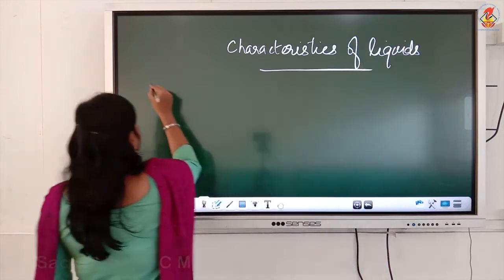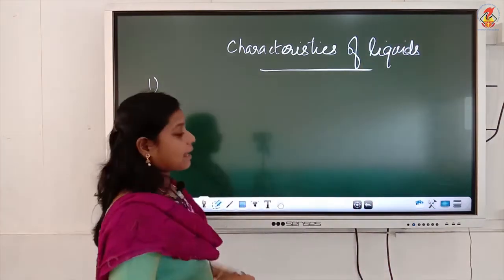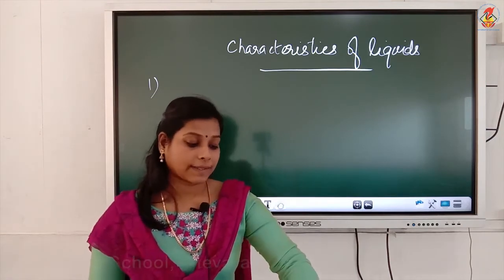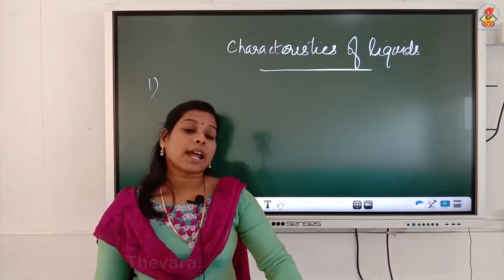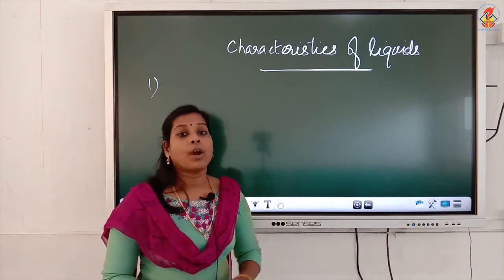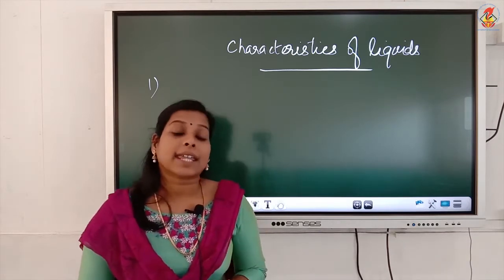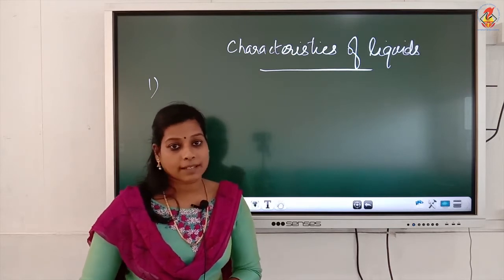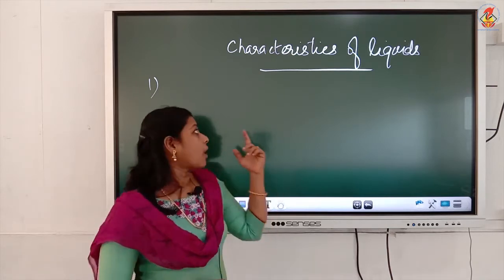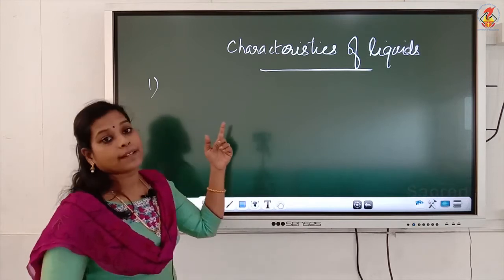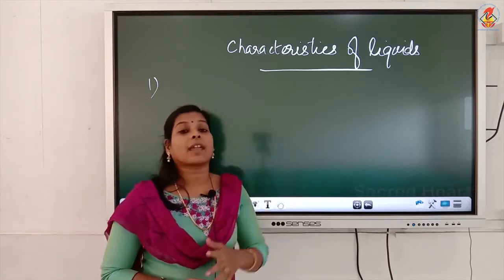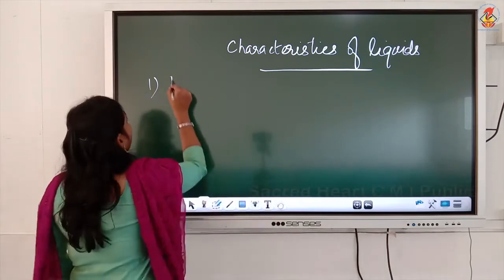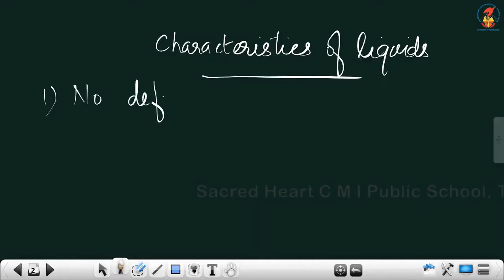Characteristics of liquid state. First of all, just like solid state, we can see one by one what the characteristics are. Liquids do not have a definite shape, that we know. Normally liquids take the shape of the container in which we are taking them, isn't it? So, liquids do not possess any shape; they take the shape of the container. So, no definite shape.